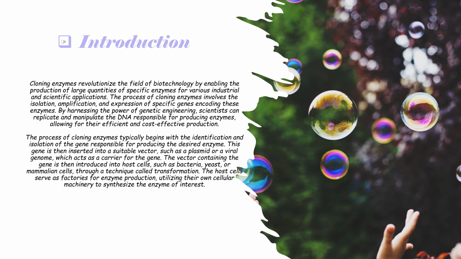The process of cloning enzymes typically begins with the identification and isolation of the gene responsible for producing the desired enzyme. This gene is then inserted into a suitable vector such as plasmid or a viral genome, which acts as a carrier for the gene. The vector containing the gene is then introduced into host cells such as bacteria, yeast, or mammalian cells through a technique called transformation. The host cells serve as factories for enzyme production, utilizing their own cellular machinery to synthesize the enzyme of interest.